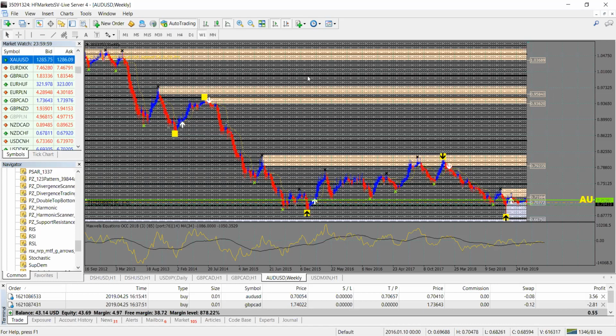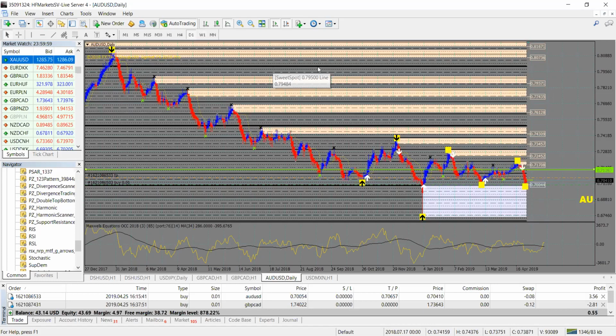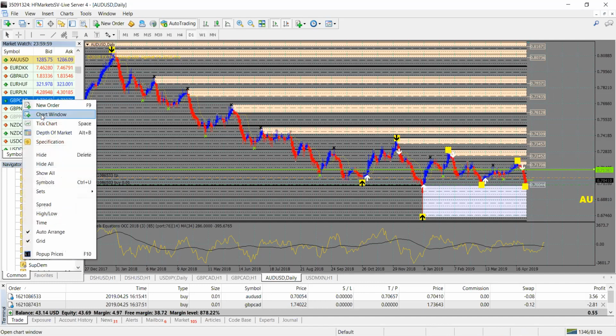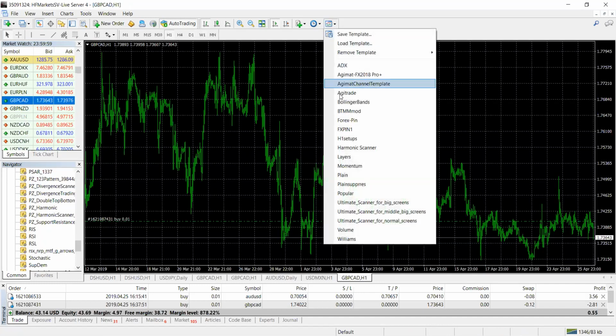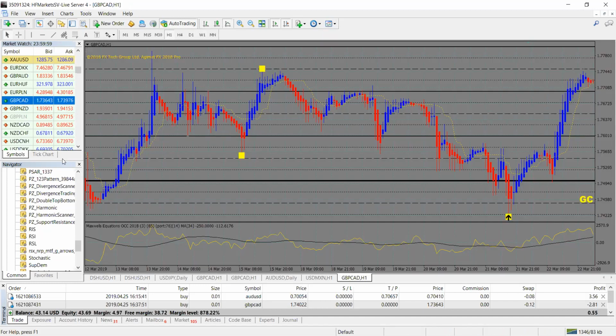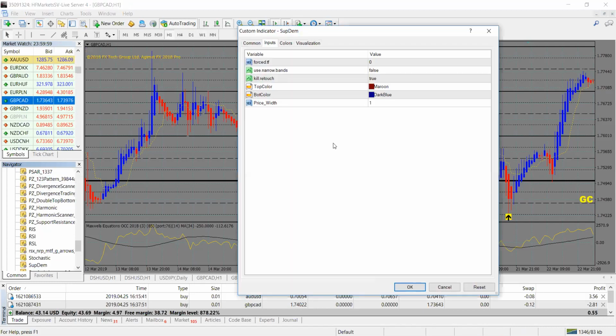but once you get them, especially on the daily, like I said, I only use zones on the daily. When you see zones that are fresh on the daily, let me try and look for another trade right now. Maybe a GBP chart window, Agimat. Then let me just add the supply and demand indicator to it real quick. Okay.